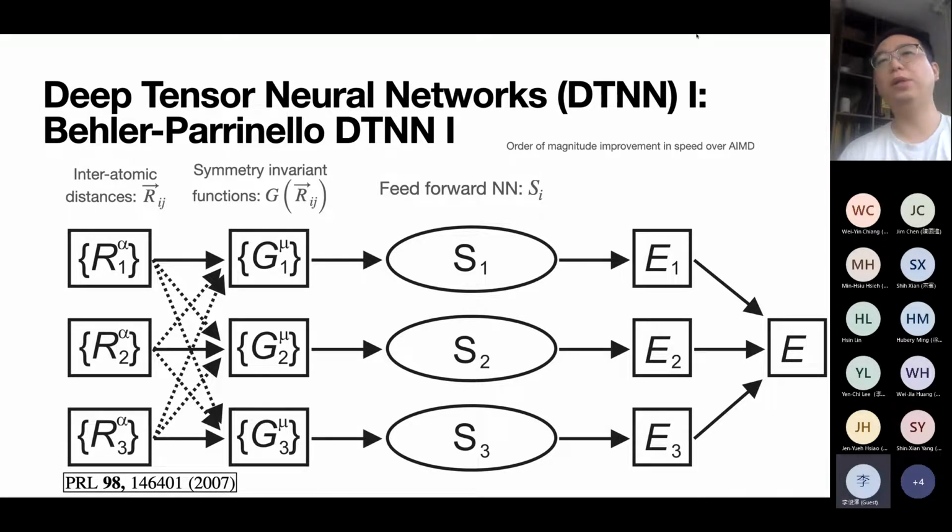Let me just point out the reason why it got such a big interest in the field was that BPDTNN demonstrated an order of magnitude improvement in speed over ab-initio MD, which is DFT plus MD. That would greatly speed up the scale of our simulations. Later on I'll show some brief rough order of magnitude figures for various technologically important applications. Okay, so this is some technical details.